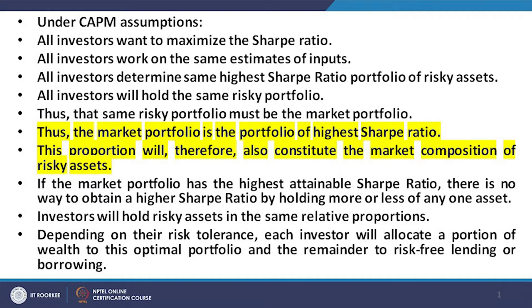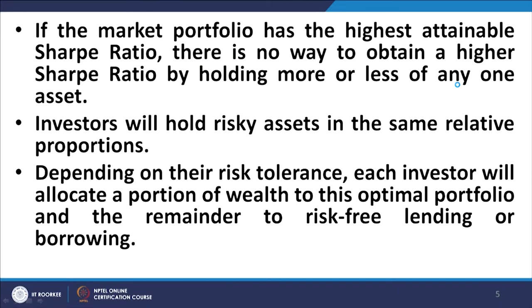We have already said that the market portfolio is the portfolio with the highest Sharpe ratio. So, you cannot improve upon that ratio by either buying or selling of any security, and therefore, you cannot obtain a higher Sharpe ratio by holding more or less of any asset. Now, as I mentioned, investors will hold the risky assets in the same relative proportion because they have the same inputs that go into the Markowitz objective function.